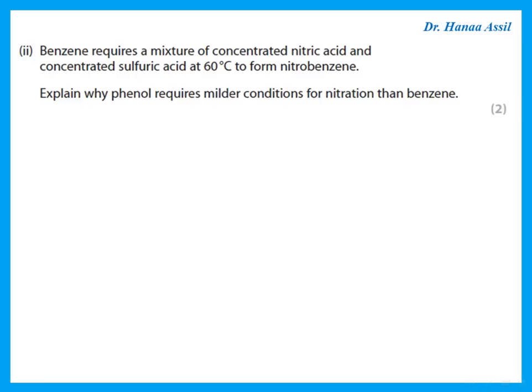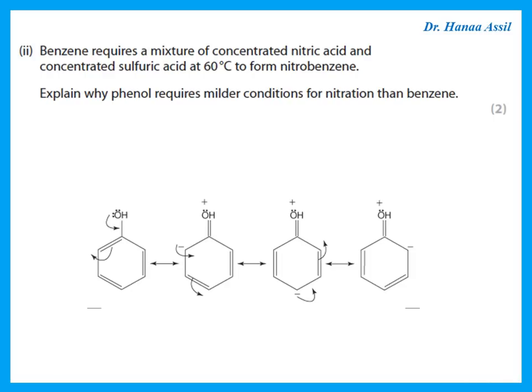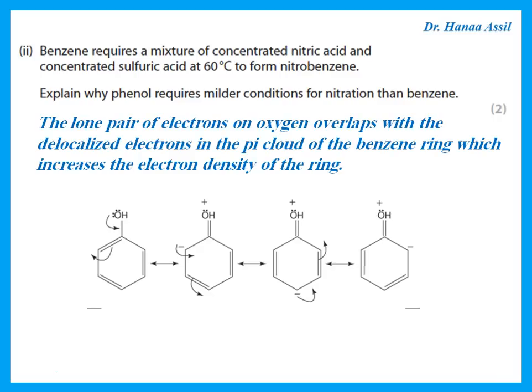So we say that phenol reacts easily in milder conditions than benzene because of the presence of the OH. The lone pair of electrons on the oxygen overlaps with the delocalized electrons in the pi cloud of the benzene ring. So you have spreading of the electrons all over the benzene ring. This increases the electron density of the ring.